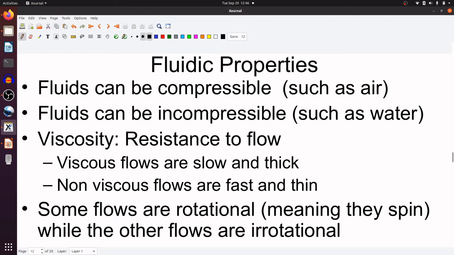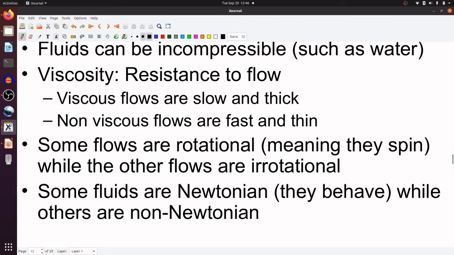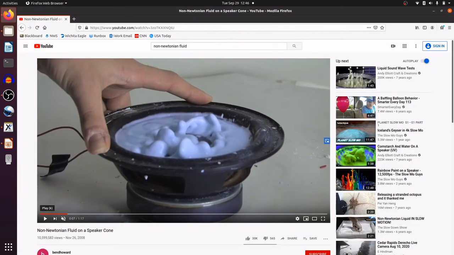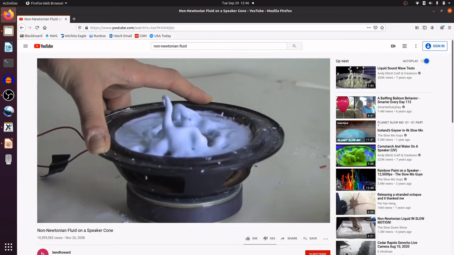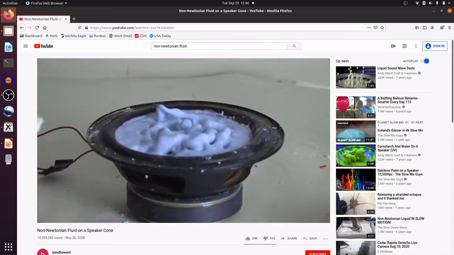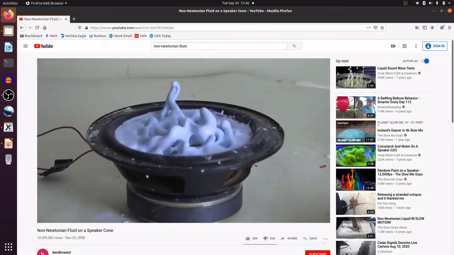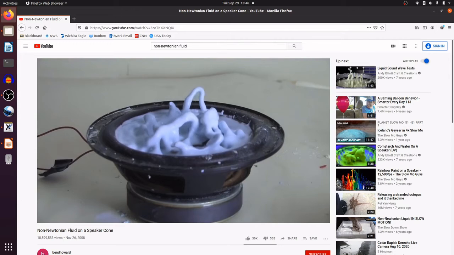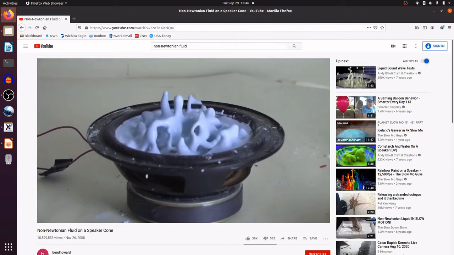Some flows are rotational, meaning they spin, while other flows are irrotational. They just kind of go in a forward direction. And more important and more fun is a lot of fluids are Newtonian while others are not Newtonian. The most famous one, and you've done this before, at least I have, when you mix cornstarch and water, you create what's called oobleck. This is a non-Newtonian fluid. It doesn't behave like normal. Oh, ketchup is another good example. Ketchup is a shear thinning fluid.